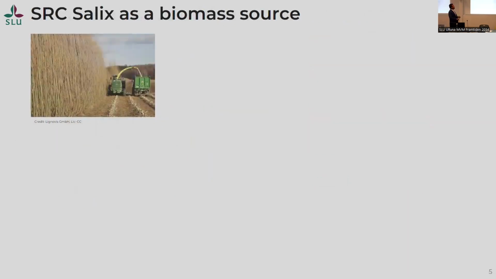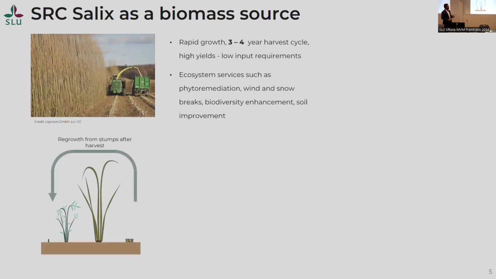One of the sources of lignocellulosic biomass is an energy crop called Salix, or commonly known as willows. Salix grows in an SRC system, or short rotation coppice, where after harvesting, the plants can regrow from the stumps that are left behind on the field, which reduces the need for replanting after every harvest. They are also characterized by rapid growth.